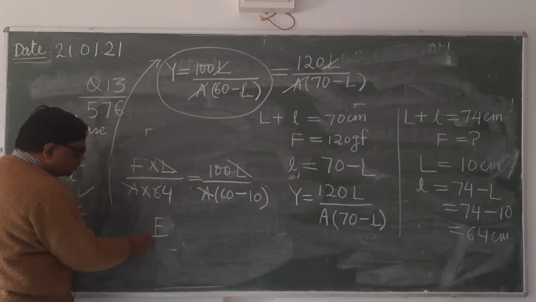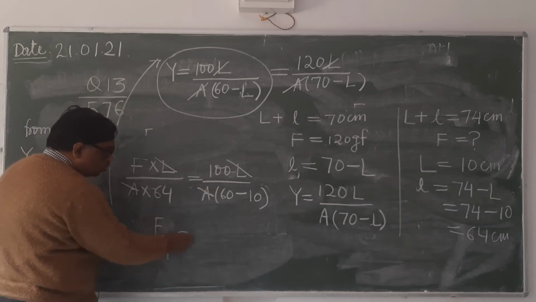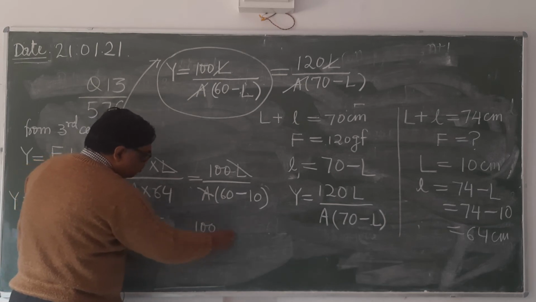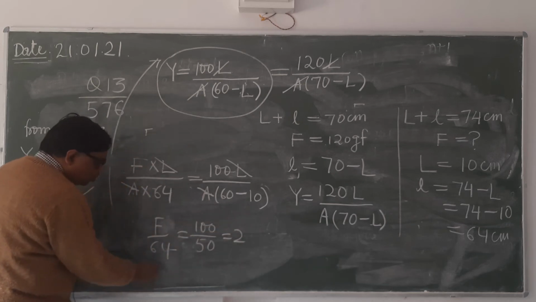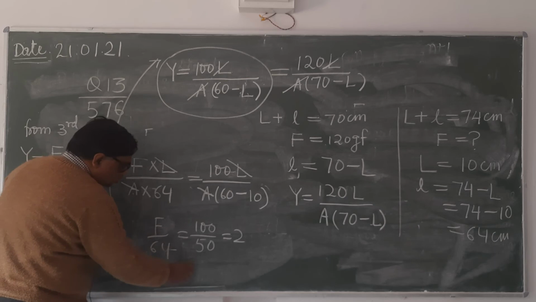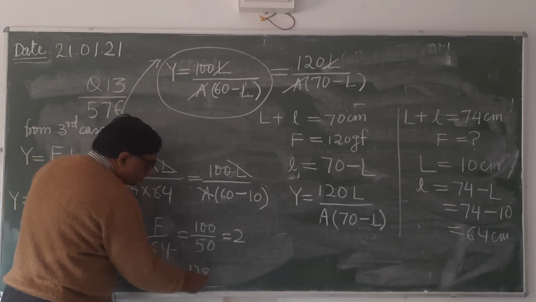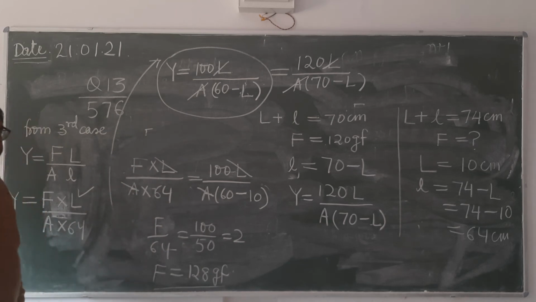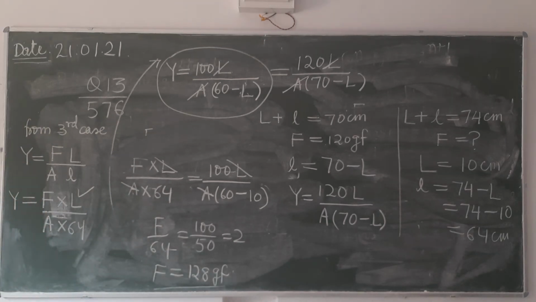So F upon 64 will be equal to 100 upon 50. 100 upon 50, that is equal to 2. So F equals to how much? 128 gram force, or the weight will be 128 gram. कितना मास सस्पेंड करना पड़ेगा? 128 ग्राम.